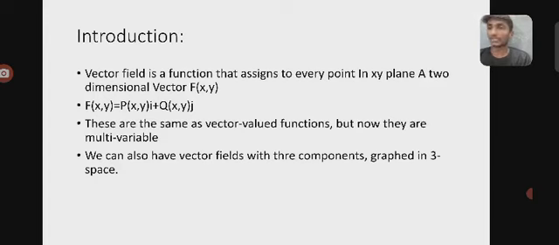So it is denoted in a component form like f of x comma y equal to p of x comma y i plus q of x comma y j. So these are the two components in the two-dimensional plane. These are the same as a vector valued function, but now they are multivariable. So we can also have vector fields with three components graphed in 3D space. So a vector field is defined in a two-dimensional as well as a three-dimensional plane, having two variables and three variables.